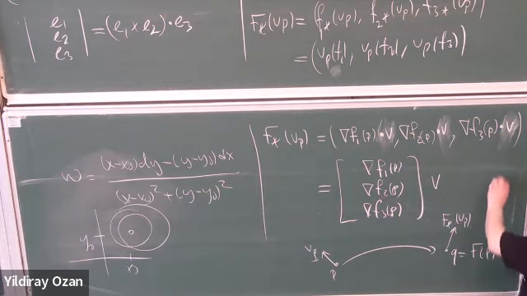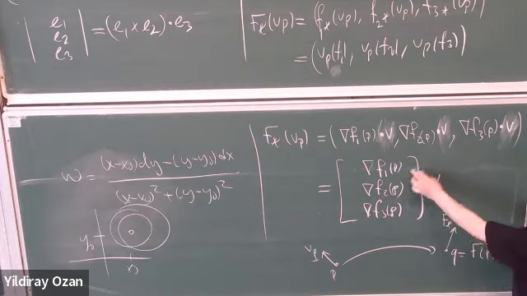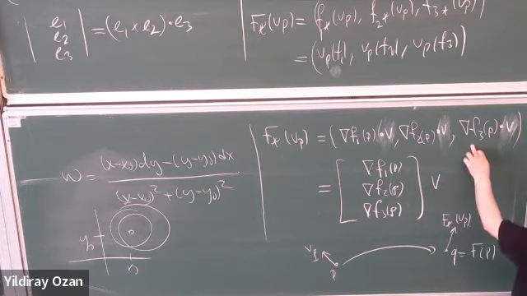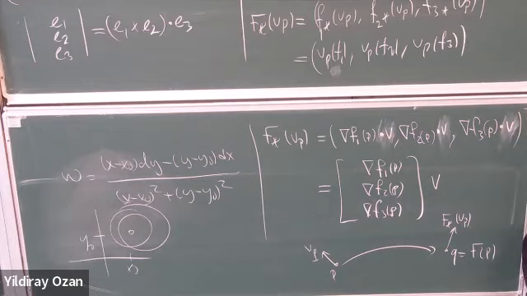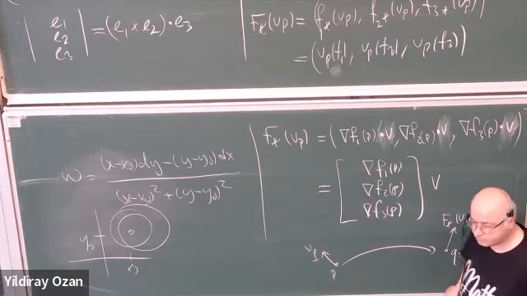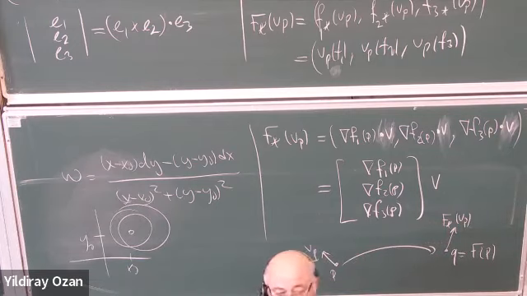Maybe I should be more careful. You know, this way I get a column vector, but this is a row vector. So maybe I should say transpose or something like this. Okay, but doesn't matter. Really. Tamam mı?